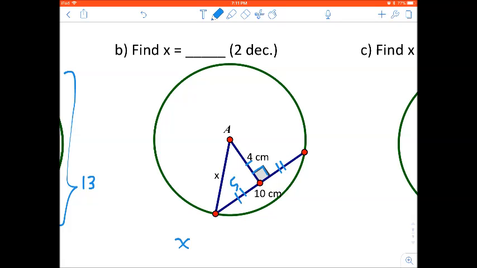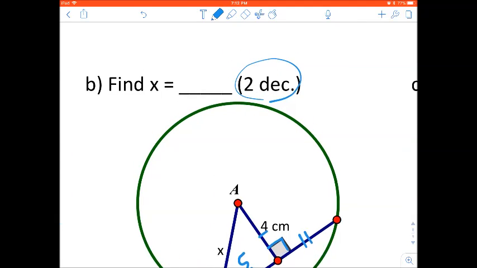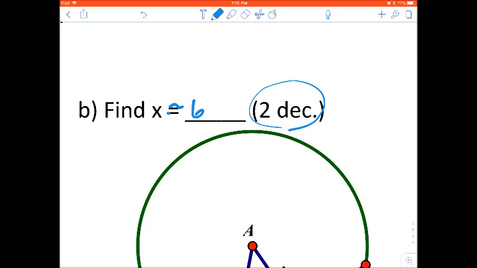Pythagorean theorem, it says to round to 2 decimals, so no shame in using the Pythagorean theorem. We have 4 squared plus 5 squared is the hypotenuse squared. And if you solve this, we get x squared is 41. Taking the square root of both sides, x is about 6.4 centimeters.